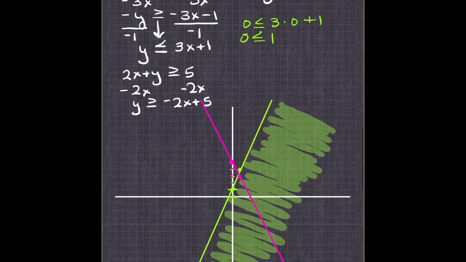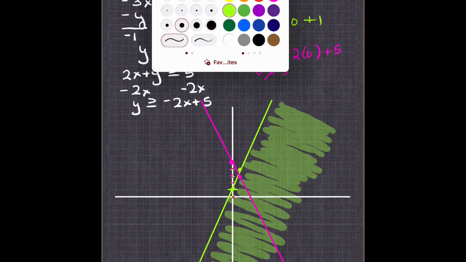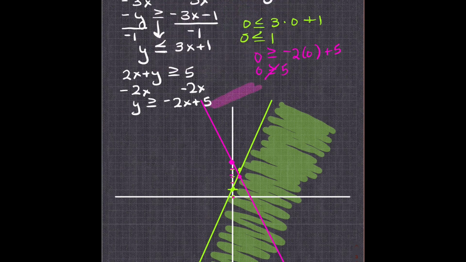So I want to color greater than, which means that if I test my point 0 and 0, it should not work. 0 is greater than or equal to negative 2 times 0 plus 5. 0 is greater than or equal to 5, not true. So I am correct that I need to color away from that point, up here. And then what we're looking for is where these two shaded areas overlap.